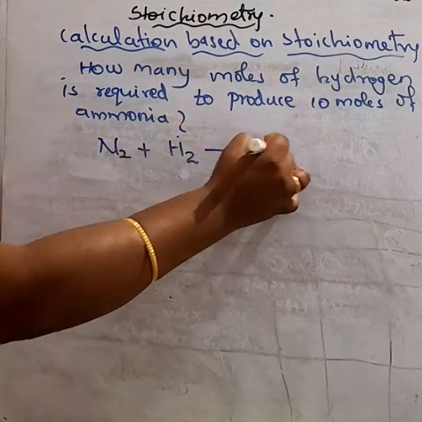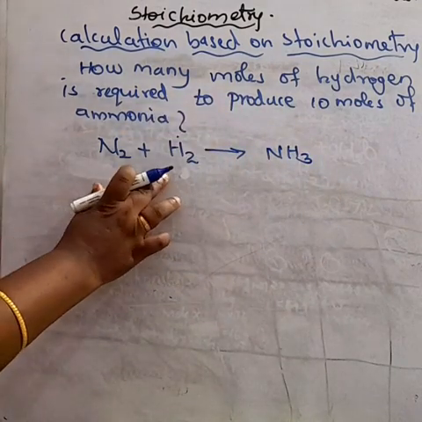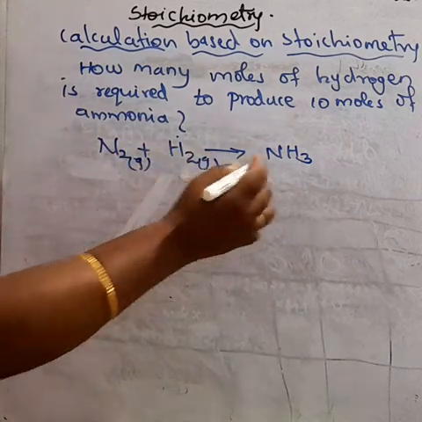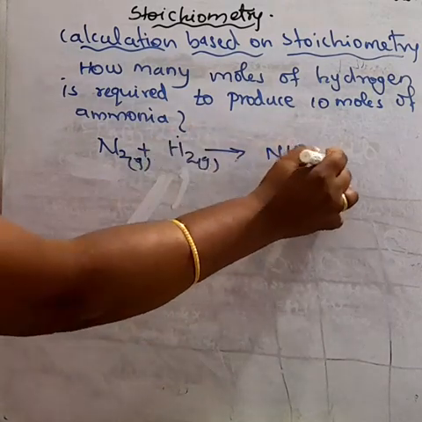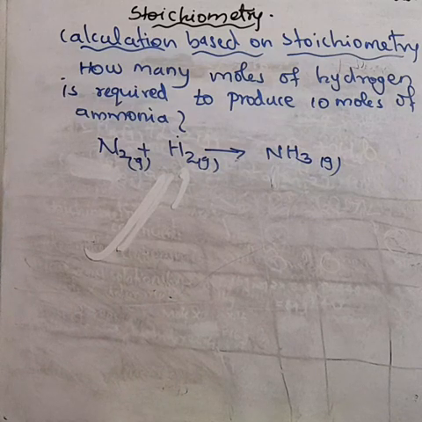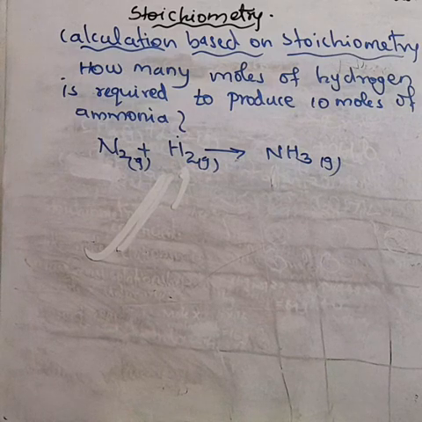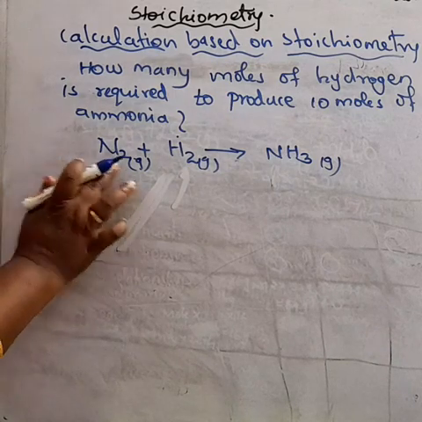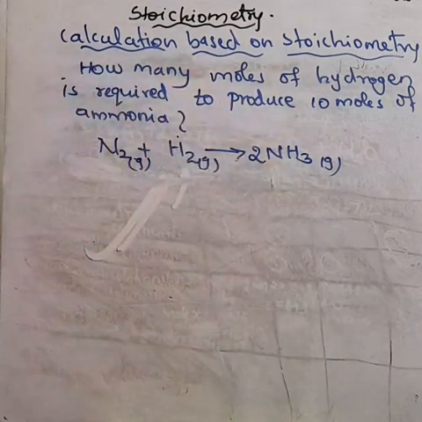Nitrogen N2 plus hydrogen H2, both in the gaseous phase, react to form ammonia, NH3. We have to balance the equation here. How many nitrogen atoms? Reactant side has 2 nitrogen atoms, but product side only 1 nitrogen. So we have to put a 2 here.